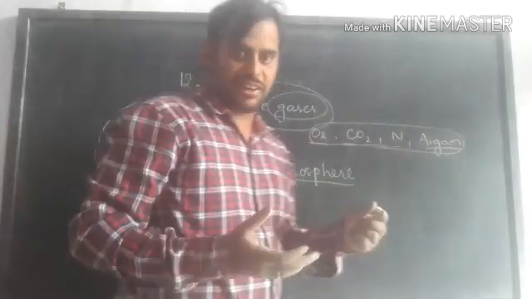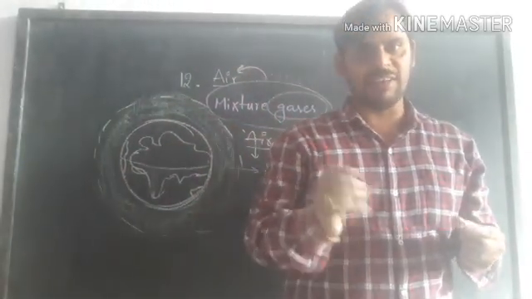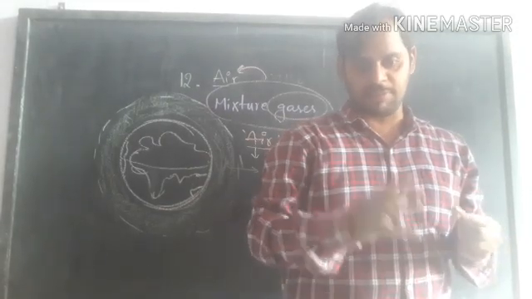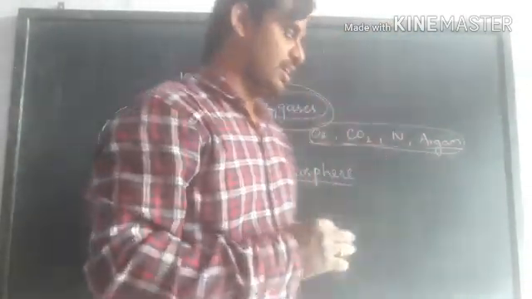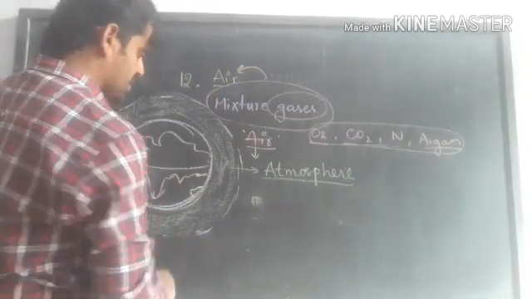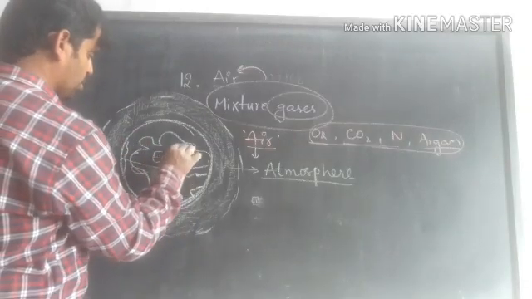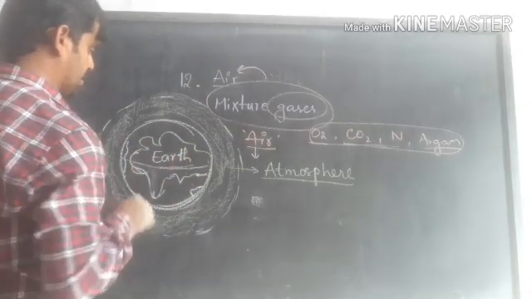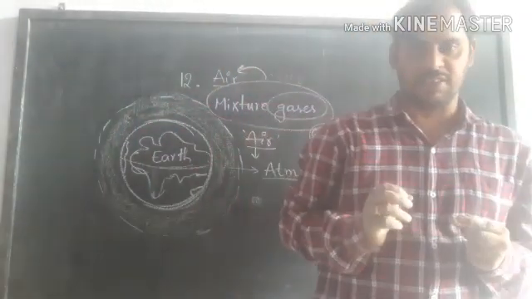Among all the planets, no other planet contains living things. सभी planets जो 8 planets है, 8 planet में कोई planet में अभी तक living things नहीं है except earth. Earth is the only planet with living things. Why? Because earth contains an atmosphere.